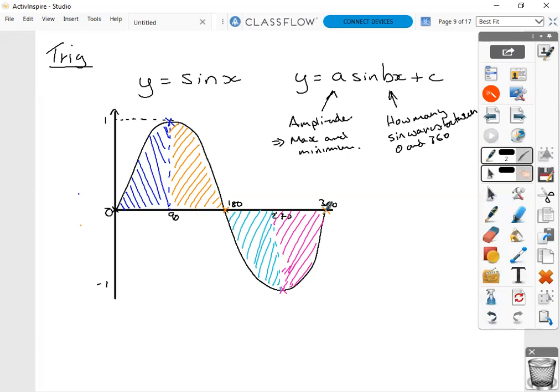So 0, 90, 180, 270, 360 are your typical milestones. That B, if we put a number in that position, we're going to change those milestones and affect how many waves are going to be between 0 and 360.